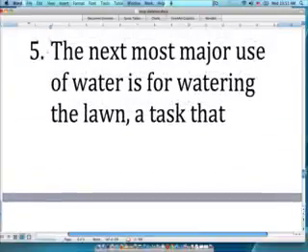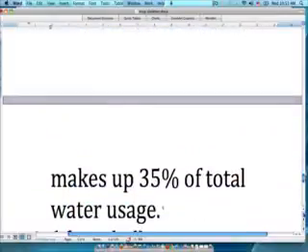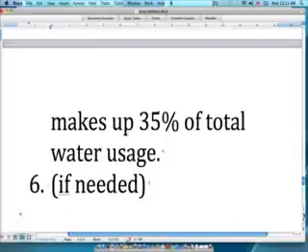The next most major, again, cohesion. When we read this, we know there was information that came before it. So this creates a sense of fluency when the reader reads this piece. The next most major use of water is for watering the lawn, a task that makes up 35% of total water usage.